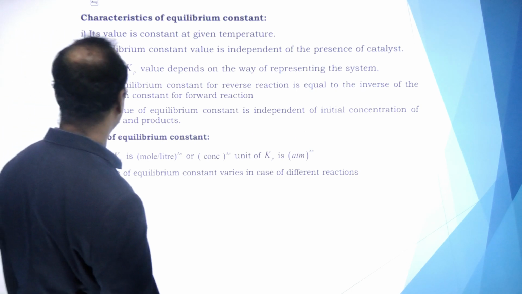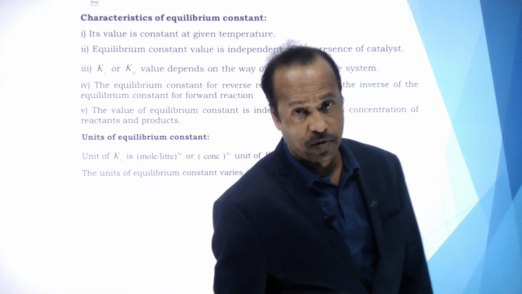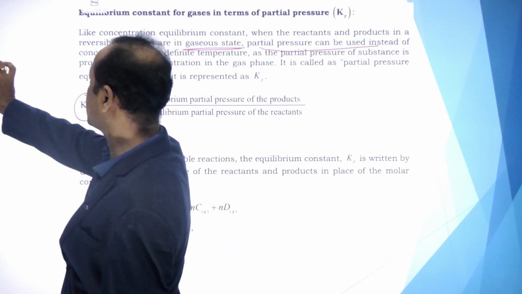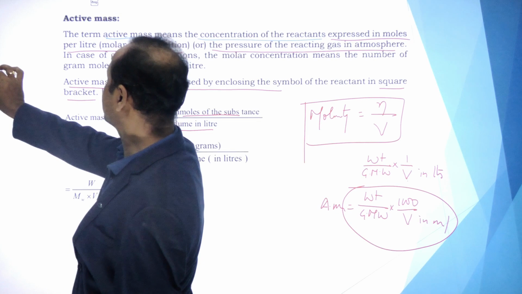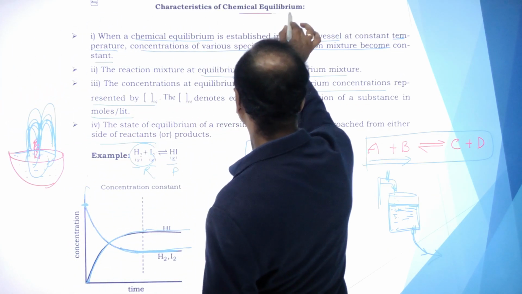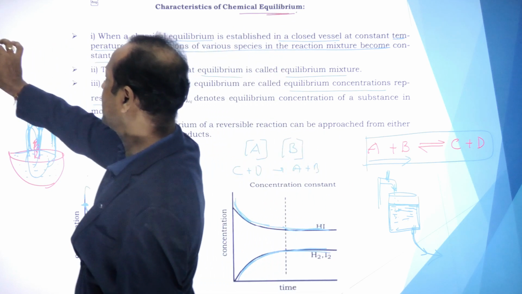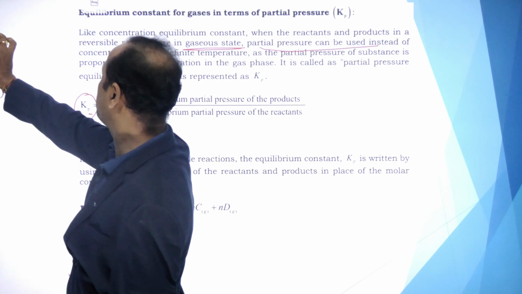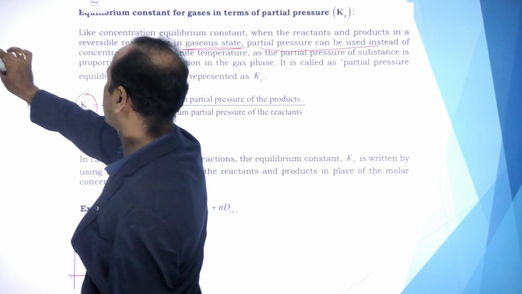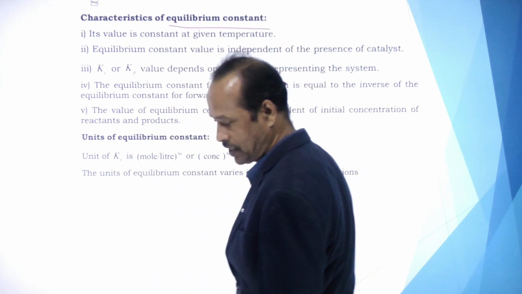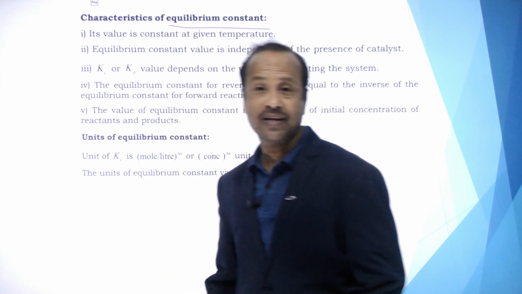Now the last and final topic: characteristics of equilibrium constant. From the first slide we studied the characteristics of chemical equilibrium. Now, in this last topic, we are studying the characteristics of equilibrium constant. So what are the characteristics?